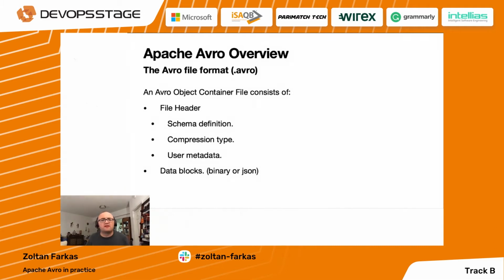The Avro file starts with the header. The header contains the schema of the data contained in this file, the compression type, and the user metadata. The user metadata you can use to store data lineage information or anything else that you might find useful. After the header, the data content follows in either JSON or binary encoding, compressed with the chosen compression algorithm.